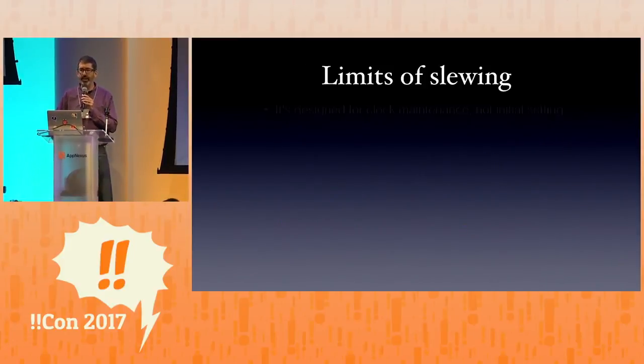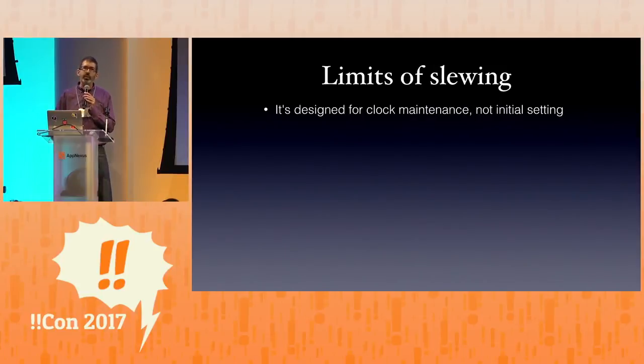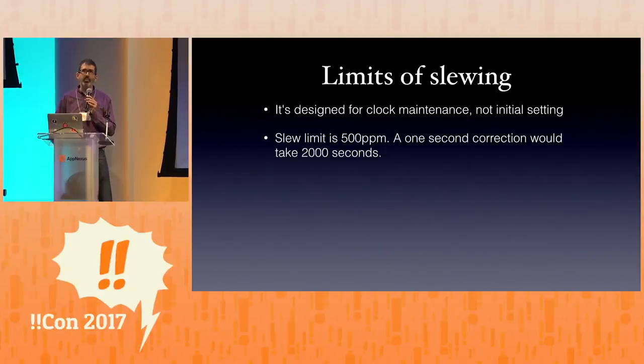But there are limits of slewing, and the limits are because NTP is really designed for clock maintenance, not the initial setting. If I buy a brand new computer and I plug it in, it has no idea what time it is. And if it was off by a lot, it's going to take decades to catch up, because the limit of slewing is 500 parts per million. The design is to have really small changes from reality, so you don't have weird, crazy transactions happening.